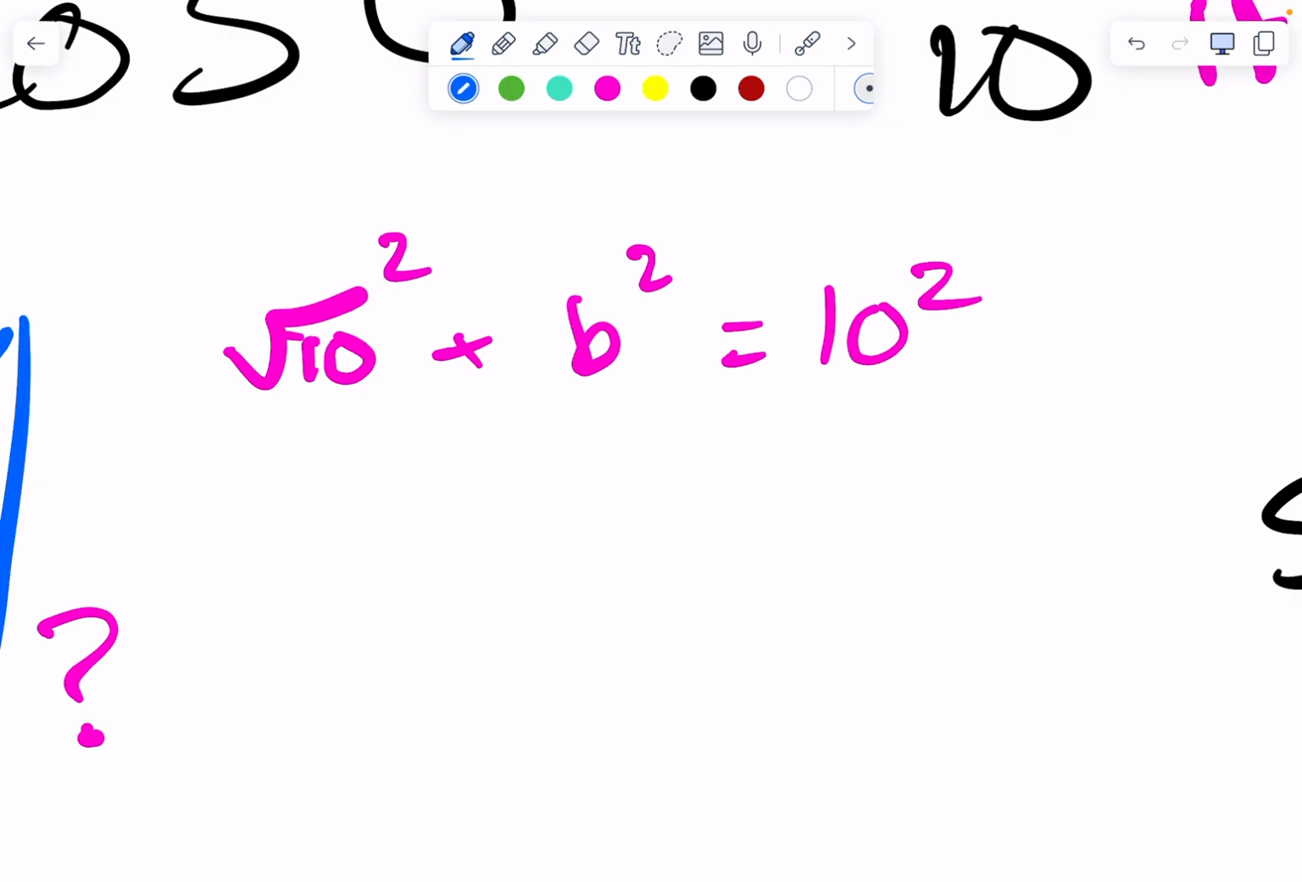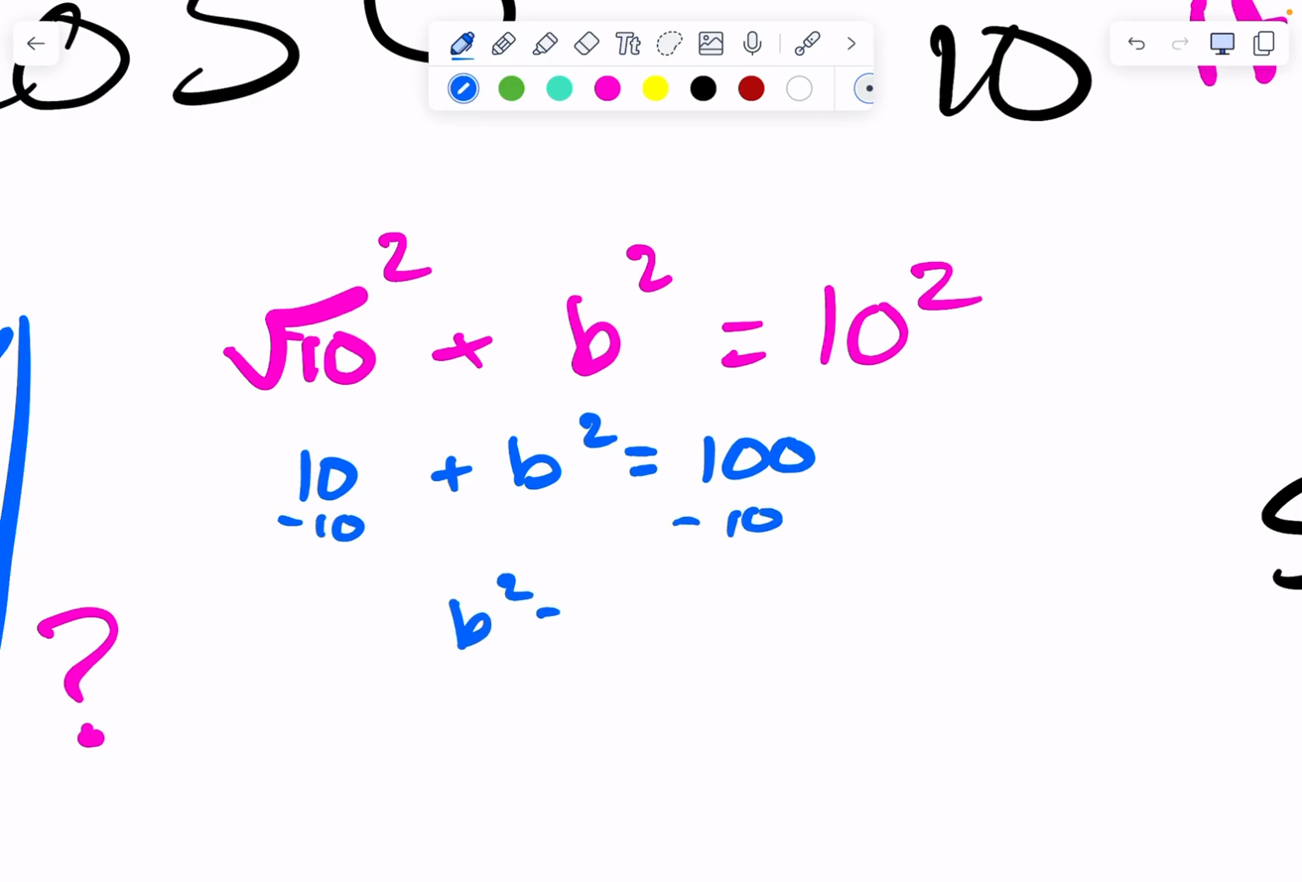Okay. So the square root of 10 squared is just 10, plus b squared. The 10 squared is 100. If I subtract the 10 over, I get 90, and then I take the square root. At the beginning, when it gave us the cosine, I changed it back to 1 over the square root of 10. Can I do that? From the 1 to the square root of 10. Certainly.